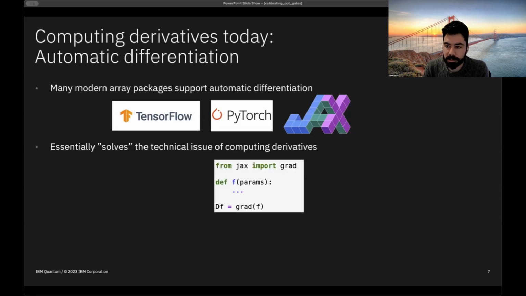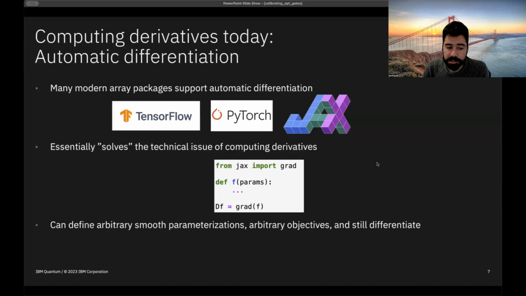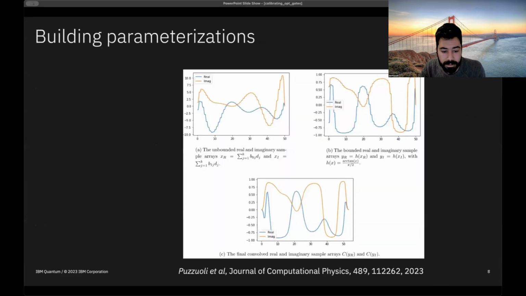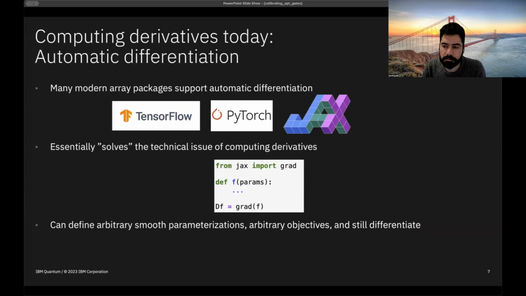This is some simple code in JAX. It's pseudocode: you take a function that takes in your input parameters and outputs some objective value. If I write this function, I can immediately, using the JAX grad transformation, get a function that computes the derivative. This means you can define arbitrary parameterizations and arbitrary objective functions, and you can still differentiate. They have to be differentiable and recognized as differentiable by the automatic differentiation package, but that's a pretty broad category. I just wanted to make this point.